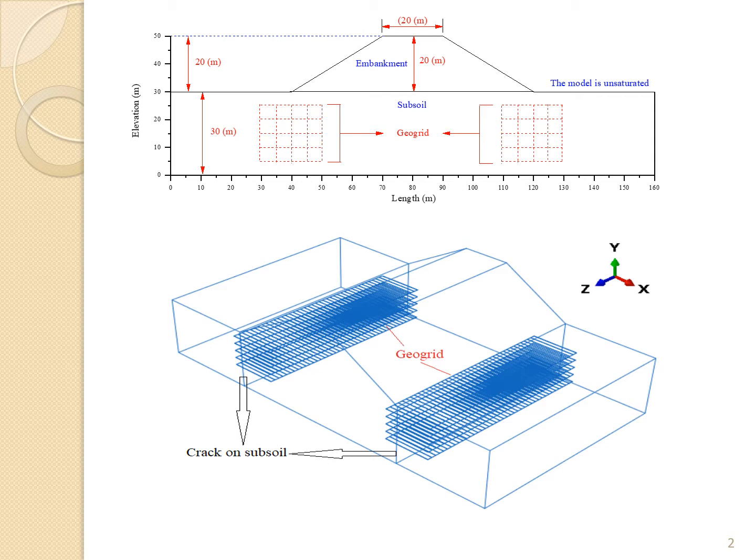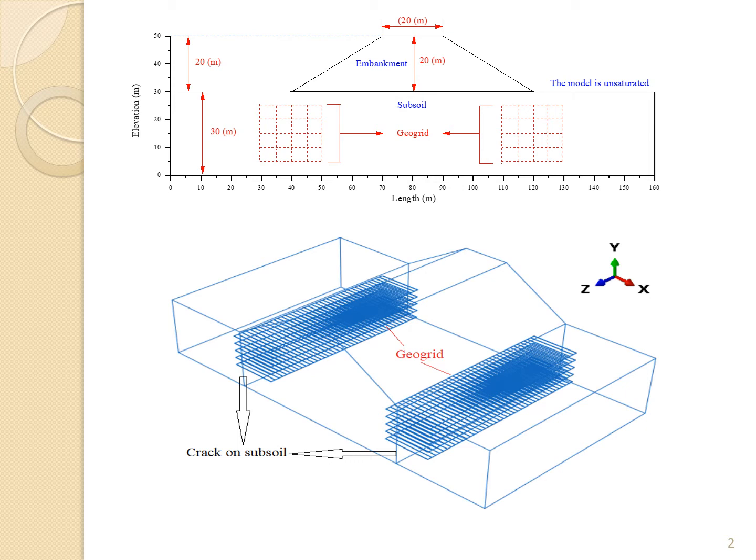And when seismic load is applied to the model, both for reinforced and unreinforced subsoil, the crack is there. And the geogrid has a function of controlling the expansion of the crack.